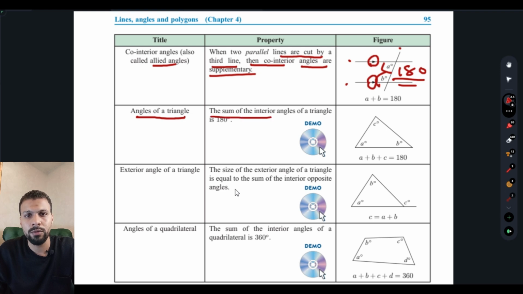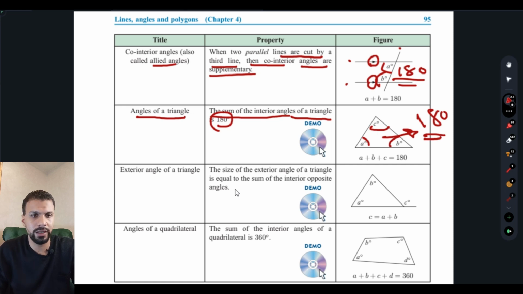Let's continue. Angles of a triangle. We remember the sum of all interior angles of a triangle is equal to 180. A plus C plus B equals 180.